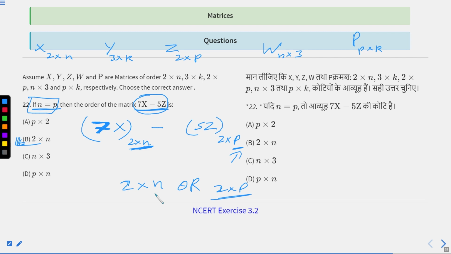This was the last question of this exercise 3.2. I hope that you understood every problem with explanation. Try some of the problems which I have skipped for you. Some problems I have already partially done. Okay, so that's it. Thank you.